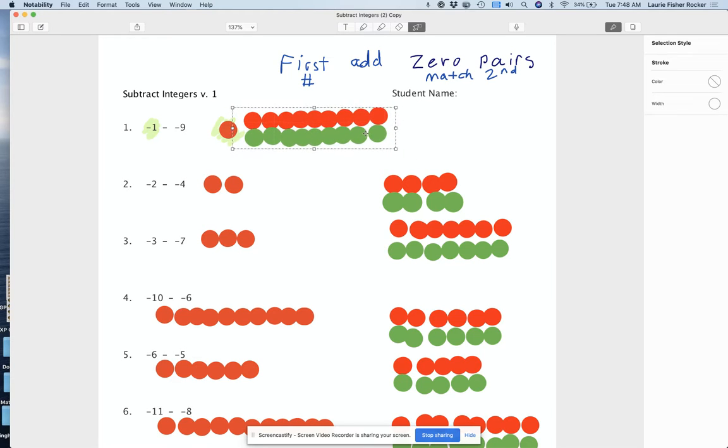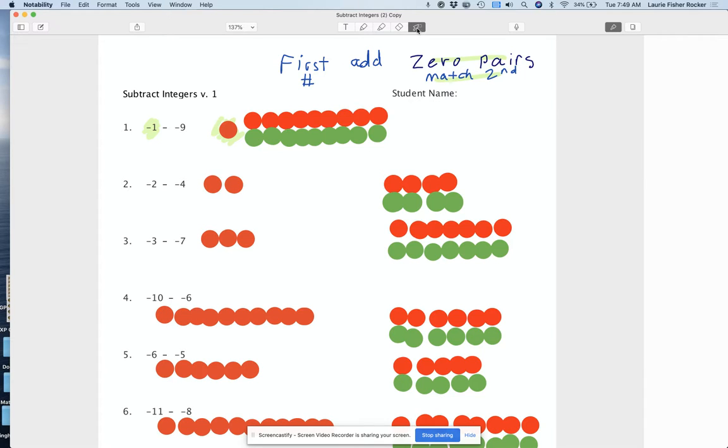A 0 pair, in tiles, is a red and a green. A 0 pair in numbers would be like -2 and +2, something that's going to add to 0. If I'm trying to subtract -9, I'm going to add 9 0 pairs. That's why I said 0 pairs match the second number. So I add 9 0 pairs.